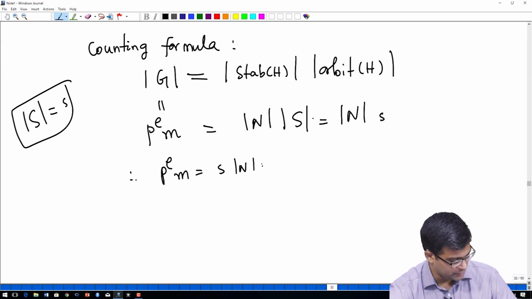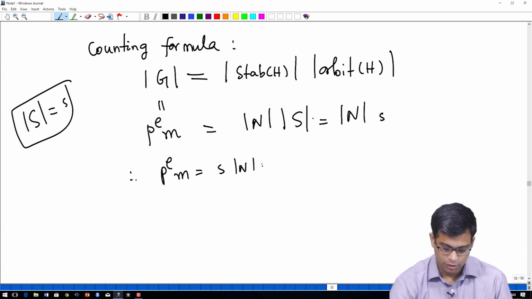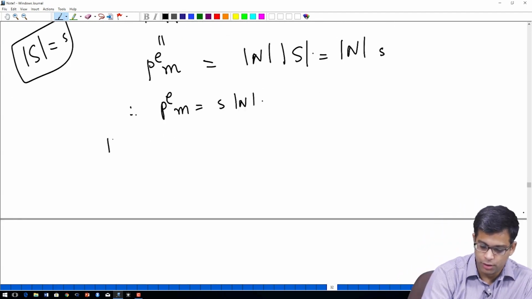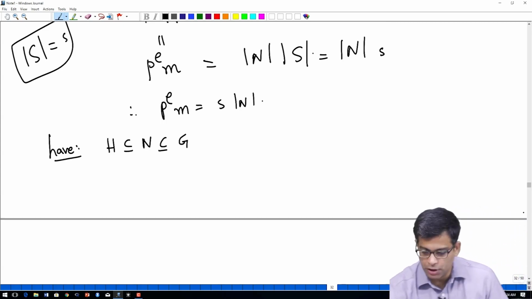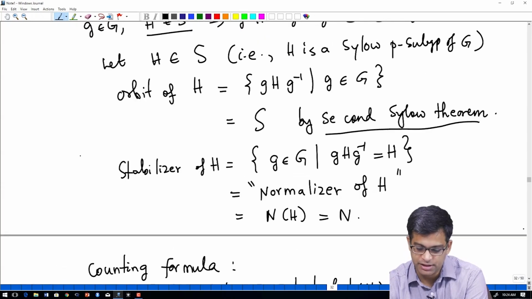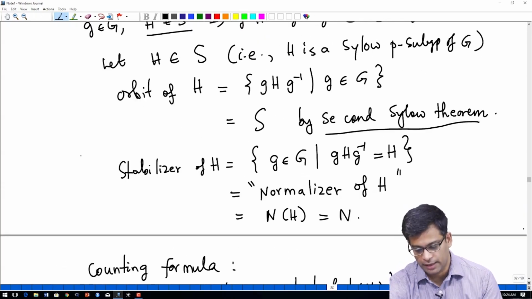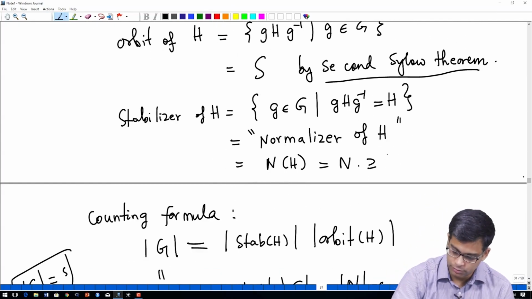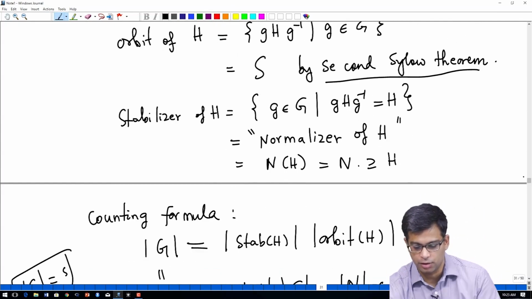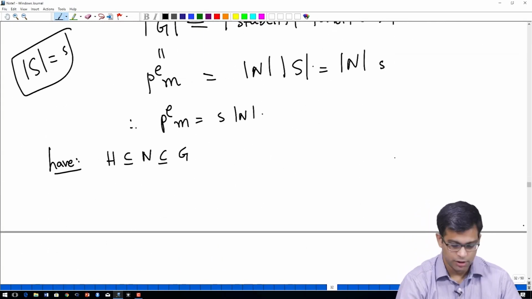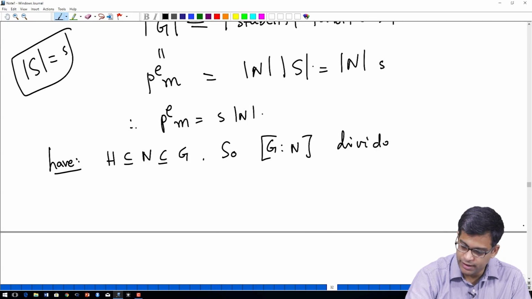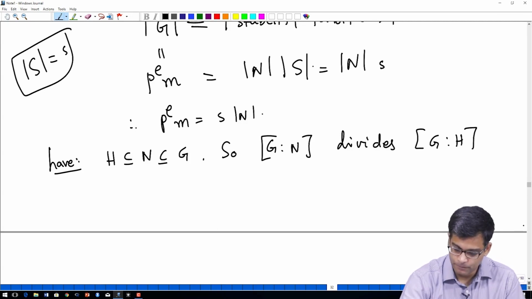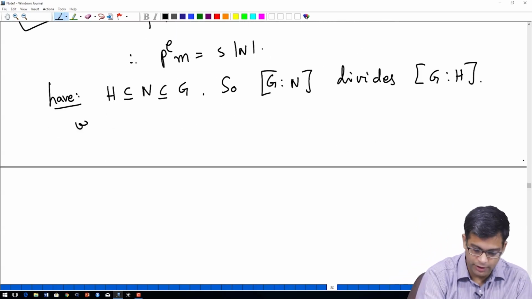Now, what we have is the following. The normalizer of a subgroup H will always contain the subgroup. We have this because remember the normalizer is all elements g such that g H g inverse is equal to H. If some element is already in capital H, certainly it will be contained in the normalizer. Then I claim the index of N in G divides the index of H in G. Why is this? I will quickly tell you why.